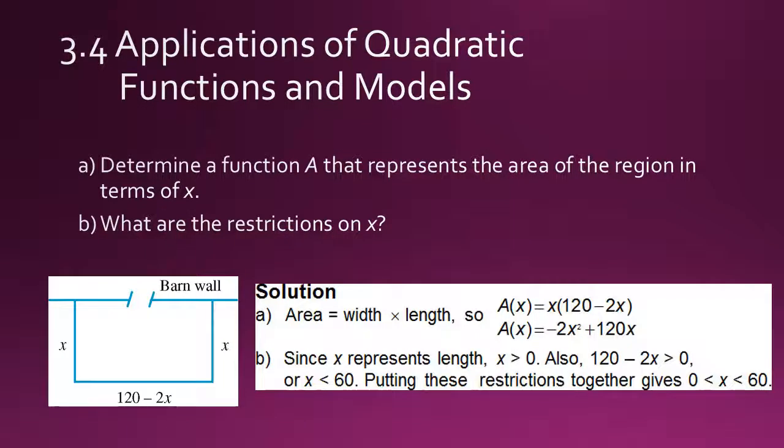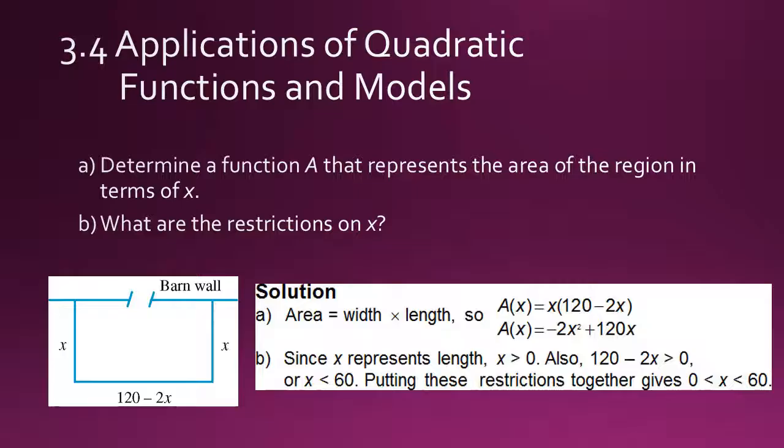First, we're going to find the function that represents the area of the region in terms of x. It's a very good idea with these problems to draw a diagram, so you see that on the left. We have the barn wall for one side, the two sides that connect with the barn wall. We've labeled x. There will be x amount of fencing on each of those two sides. The third side, the one that is parallel to the barn wall, will be the remainder of the fence. Since we had 120 feet to start with, the remainder of the fencing will be 120 feet minus the two x's on either side, so 120 minus 2x.